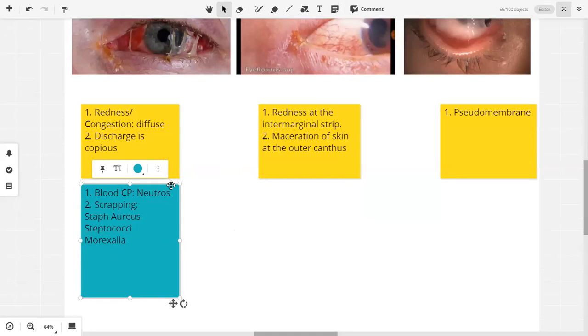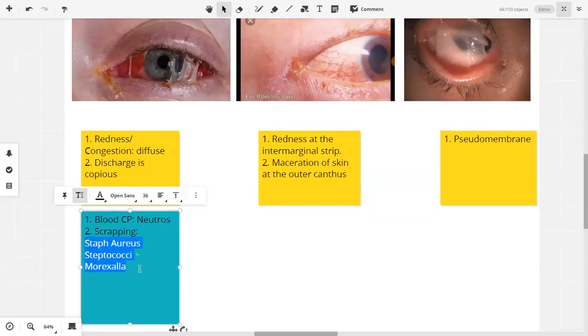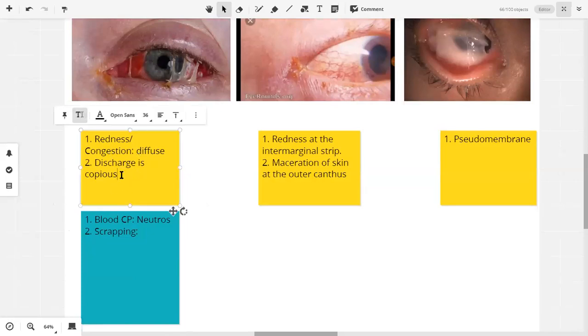So how do we differentiate between these organisms? How do we know that this is Staph aureus? How do we know that this is Moraxella? How do we know Streptococcus? Obviously, we can define that out of the culture. वो हमें पता लग जाएगा. But the important things are in terms of clinical signs and clinical symptoms. So I'm going to give you a clue over here, right? First clue was that this redness, this congestion, it's diffuse, the discharge is copious.